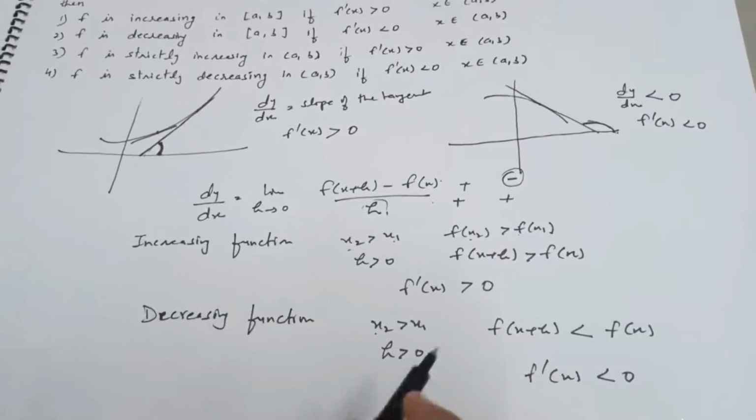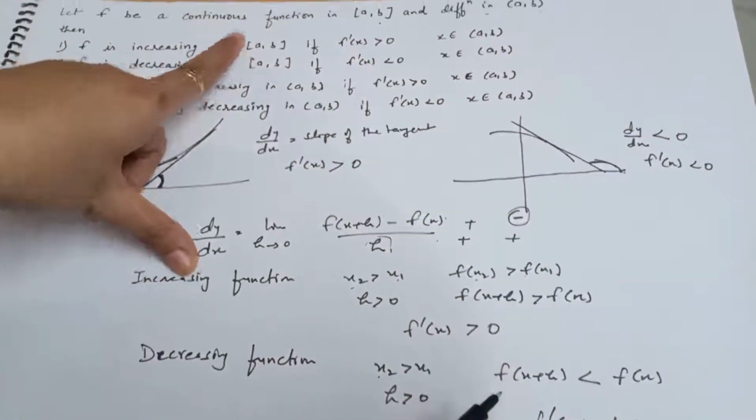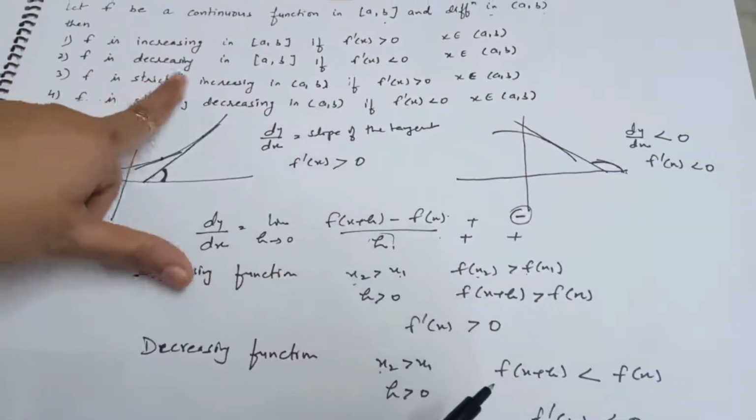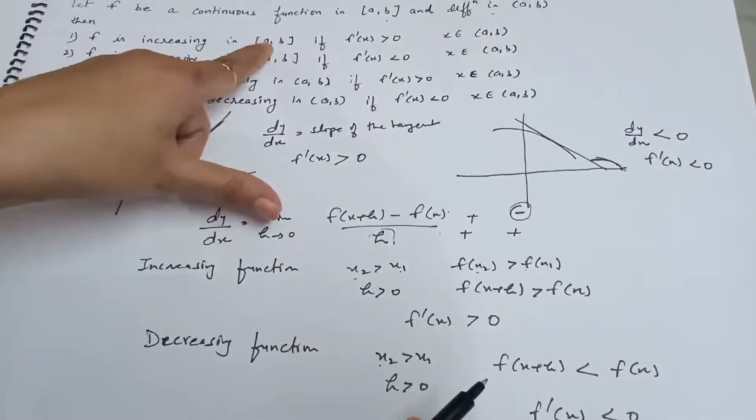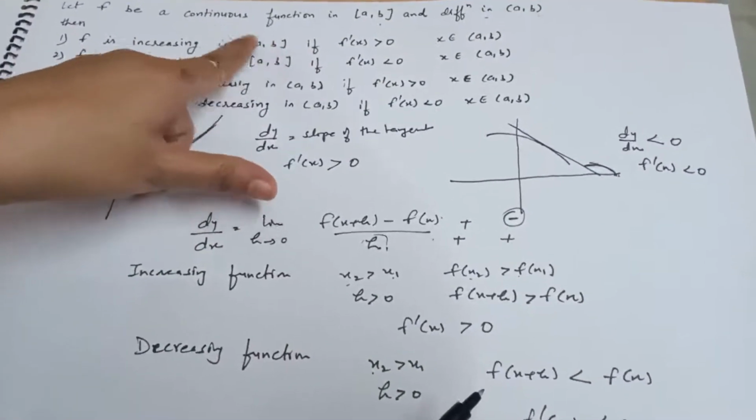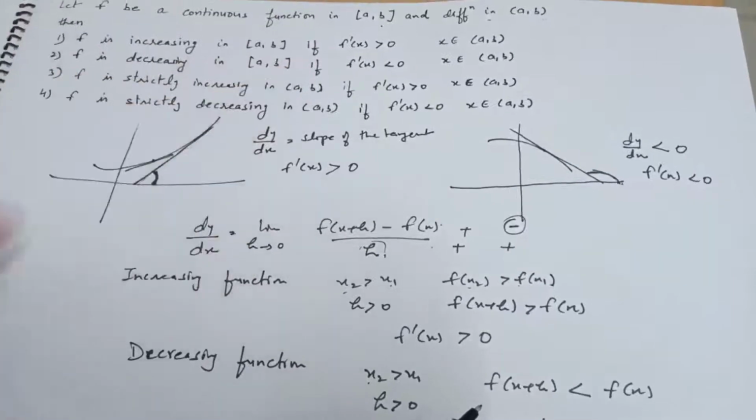Now you would say, ma'am, you have written closed interval here and open interval here. So when strictly increasing, we will not include the end points where f'(x) is equal to 0.